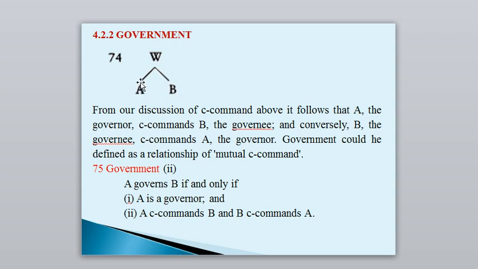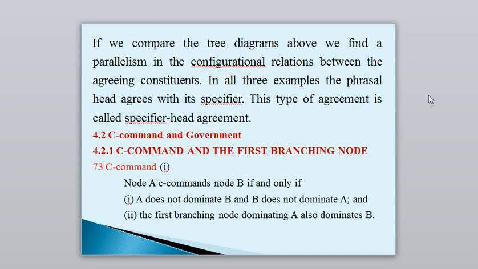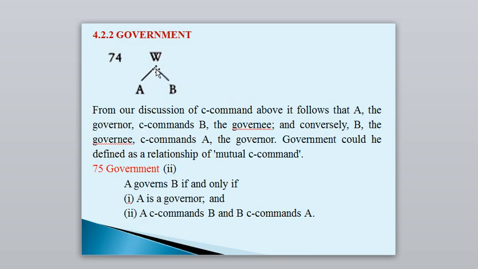When we draw a line to the W, we again reach the B node. So we define it again: A does not dominate B, B does not dominate A, and the first branching node dominating A also dominates B. You see here again, the first branching node dominating A dominates B. So there is a kind of mutual c-command. A c-commands B, B c-commands A. They are sisters of each other. So this is the relation of c-command.